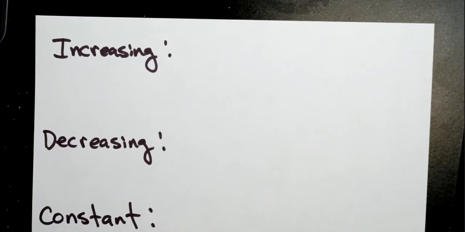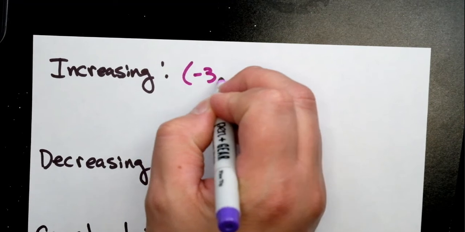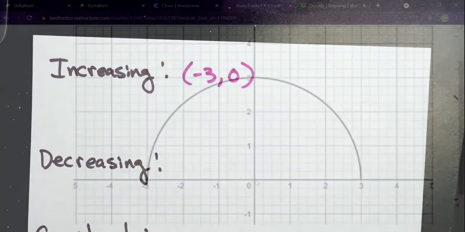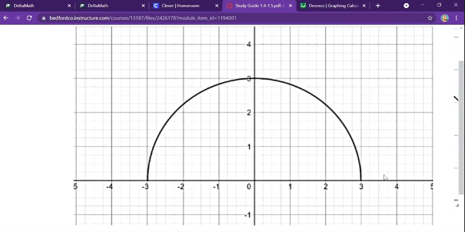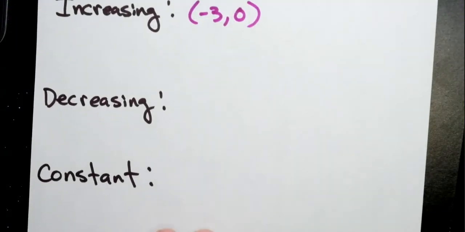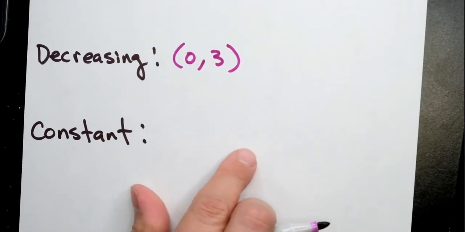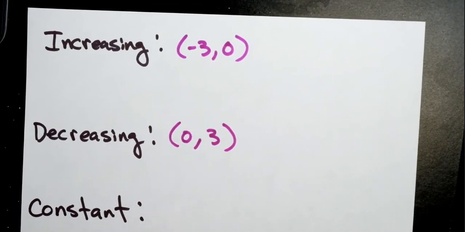So anyway, as I was saying, as x goes from -3 to 0 on this, y is going up. So that means it's increasing as x goes from -3 to 0. Take a look back at that on the computer. As x goes from -3 to 0, y is going up. Now right here, the y values start to go down as x goes from 0 to 3. So as I write that out, I'm going to say it's decreasing from 0 to 3. And then it's never constant. We never have a y value staying the same. So in this case, this is our answer here.